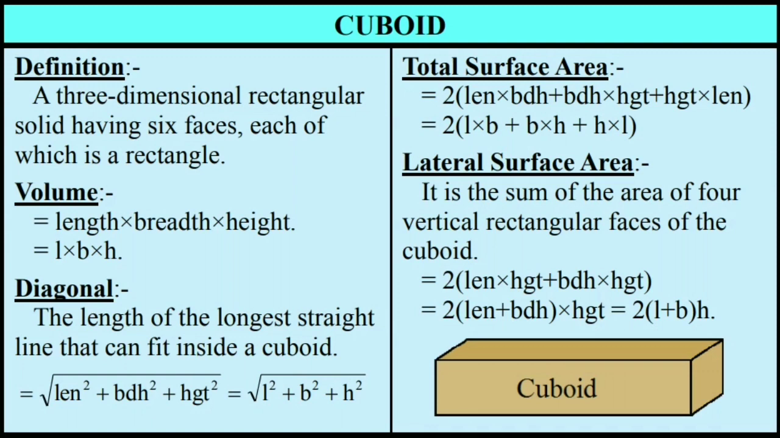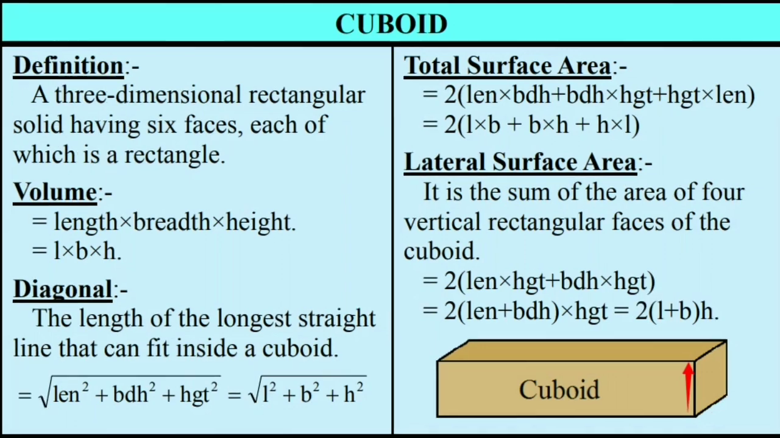Observe the cuboid drawn here. In this cuboid, this horizontal line is its length, and the next horizontal line shown here is breadth of the cuboid, and this vertical line is called height of the cuboid.